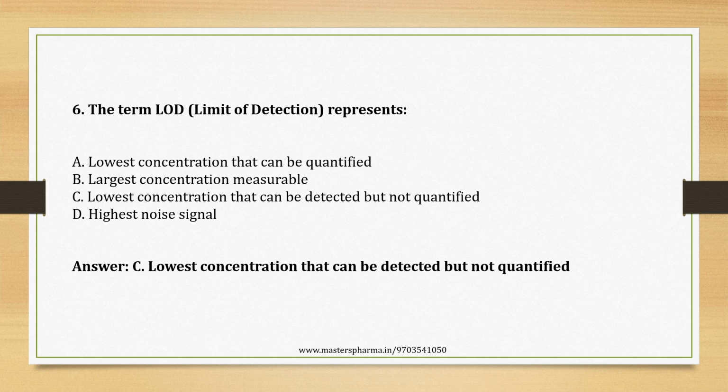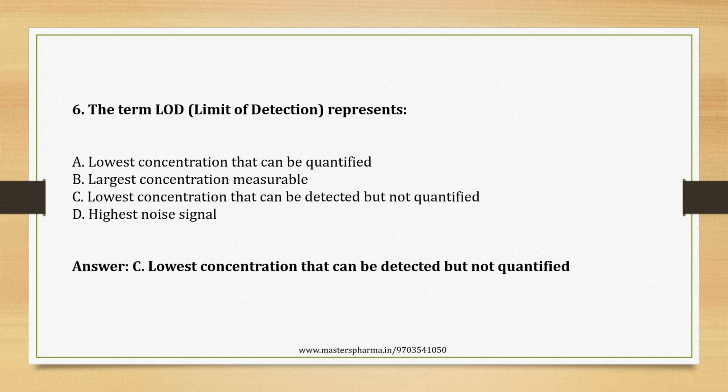At the LOD level, signal is equal to 3 times the noise. The analyzer produces detectable responses. Precision is too poor to report it numerically, so it is not quantifiable. This is why it's called the detection limit, not the quantification limit.